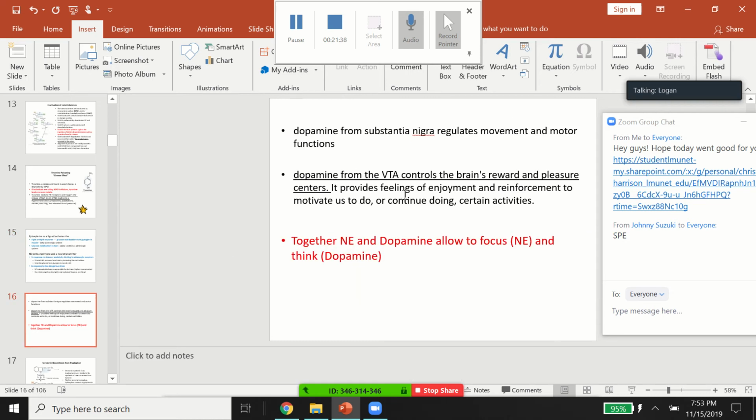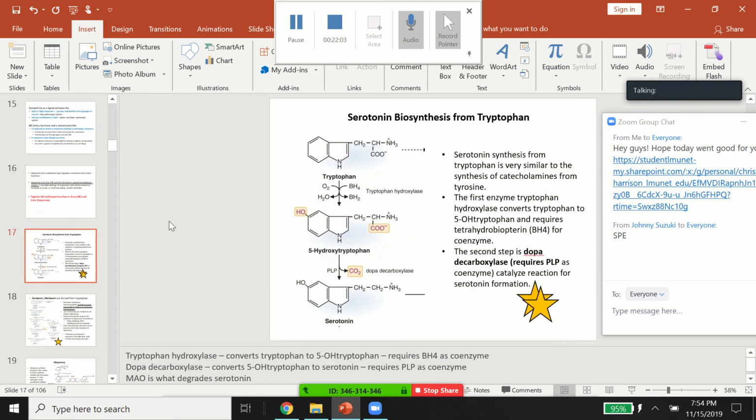This talks a little bit more about dopamine. The thing I thought was important on here was that norepinephrine and dopamine allow for focus and thinking. I think that may have been related to a question, so I decided to keep it in just in case, and that's why I put this in red here. Anytime you think about focusing, you want to think more so norepinephrine, and thinking, more so dopamine.